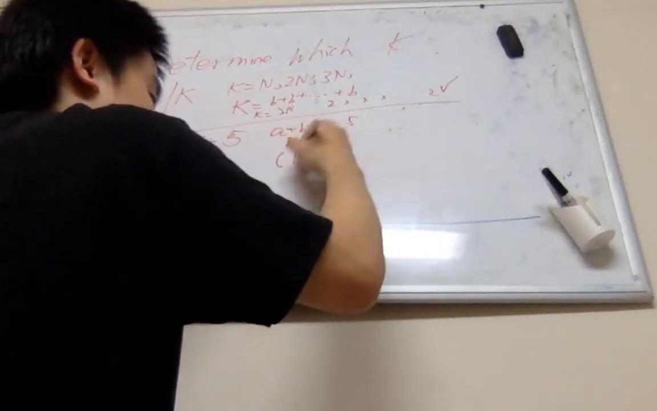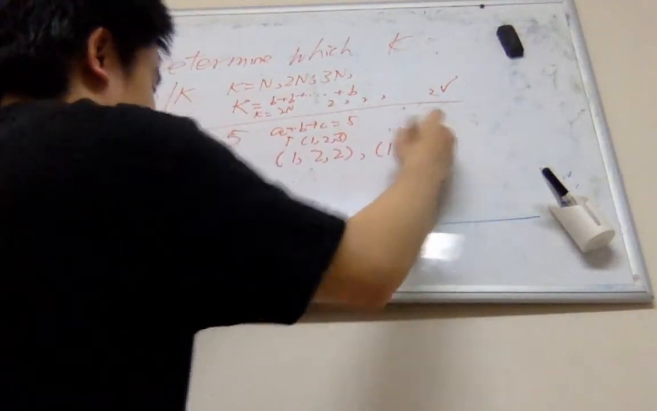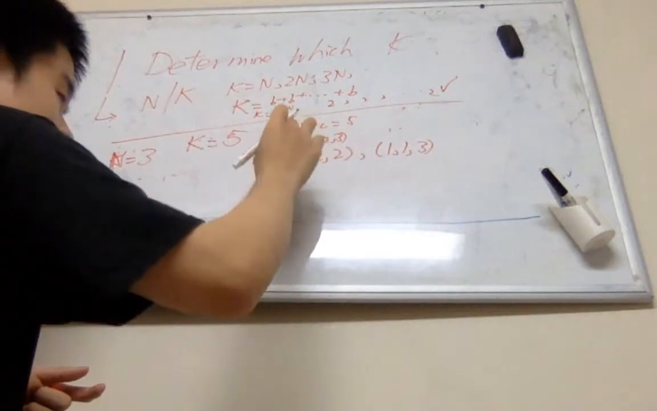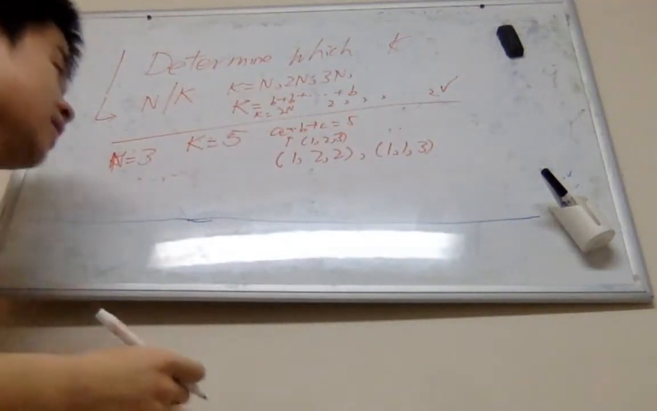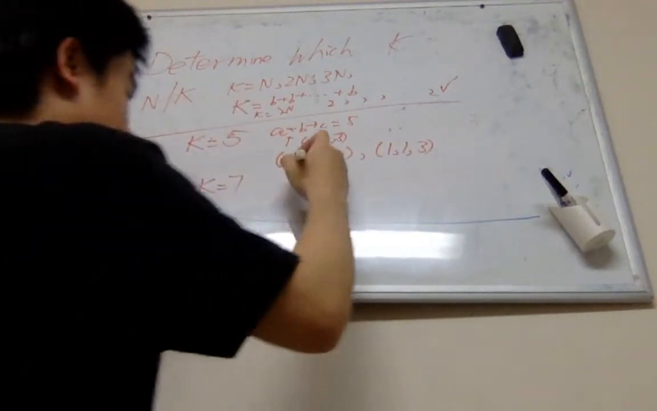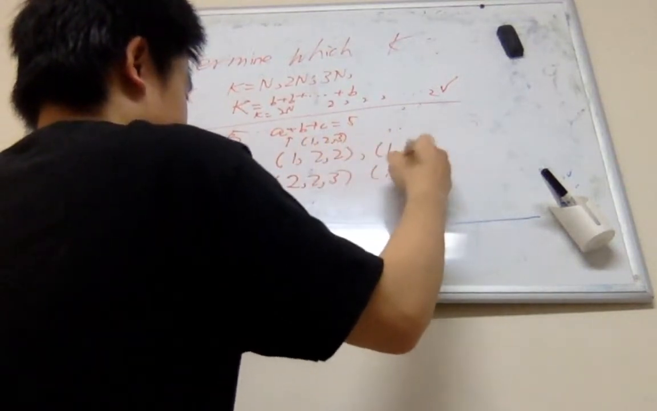The only possibility you can have is 1 2 2 and 1 1 and 3 up to permutation, which means that two of them are the same and one different. Two same, one different, aka the two truths and a lie in the matrix game. The same thing goes for k equals 7. The only case you can have is 2 2 3 or 1 3 3.